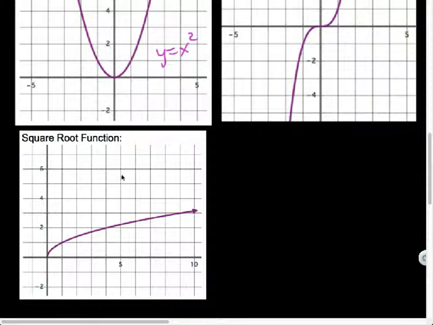So yeah, I guess I could write that down. That would be y equals the square root of x. And just the positive square root, like I said a moment ago. There's the absolute value function.